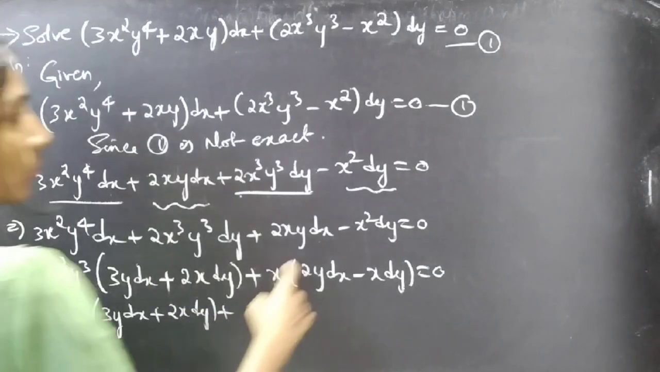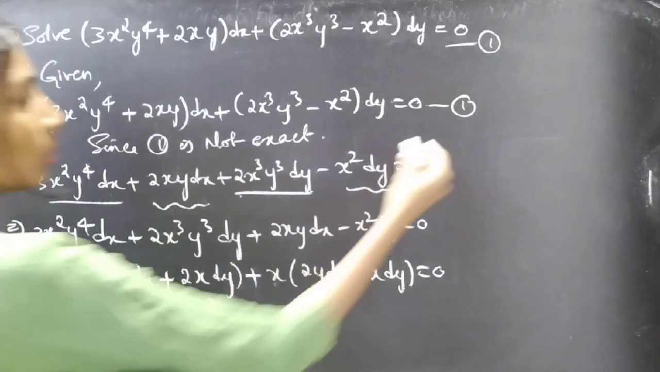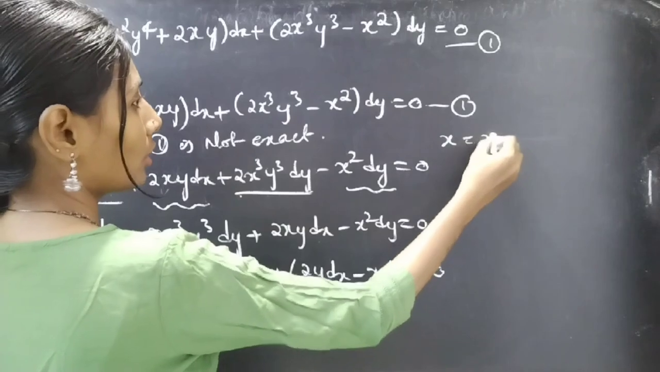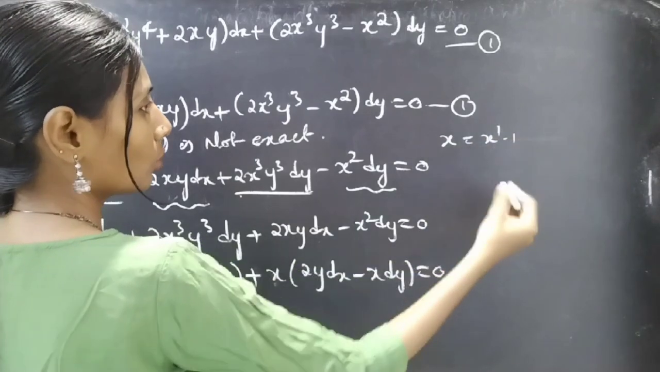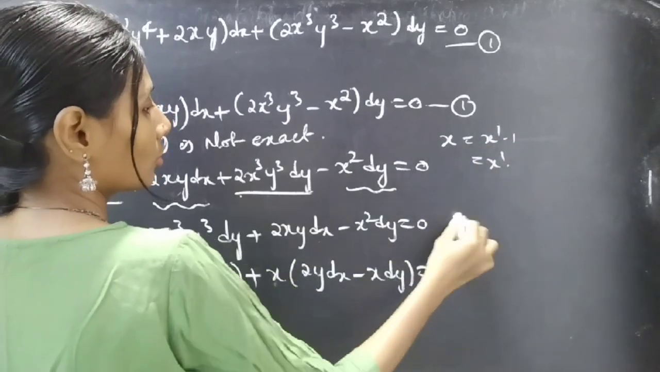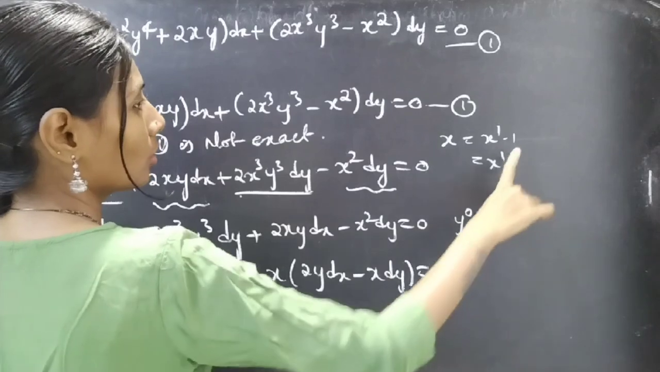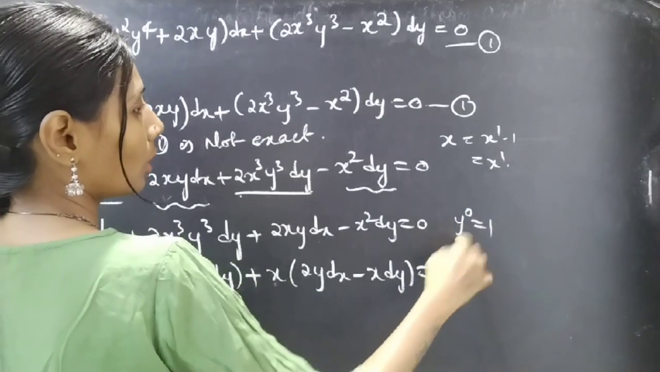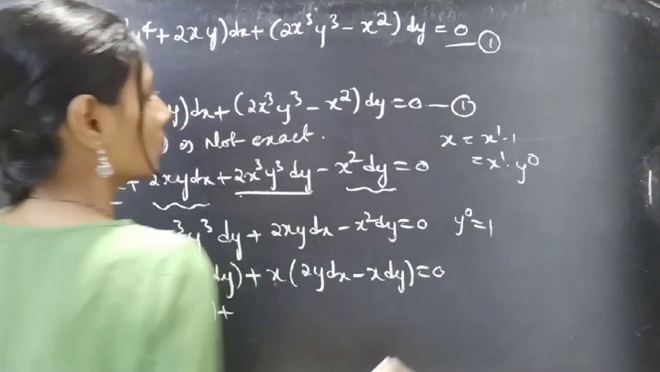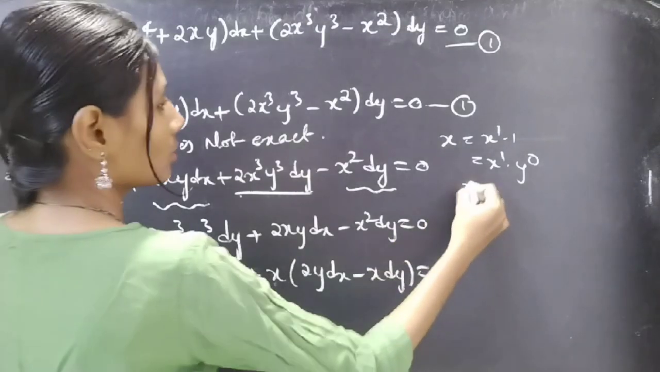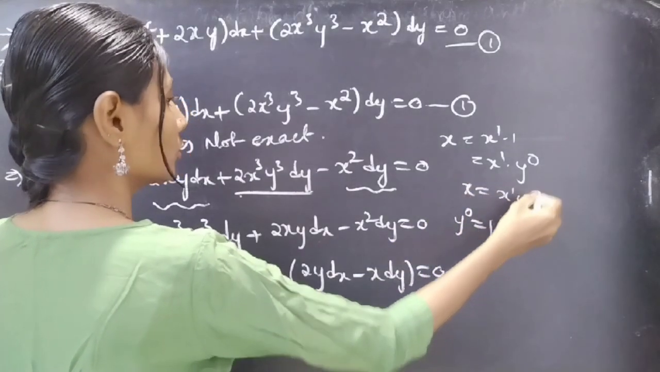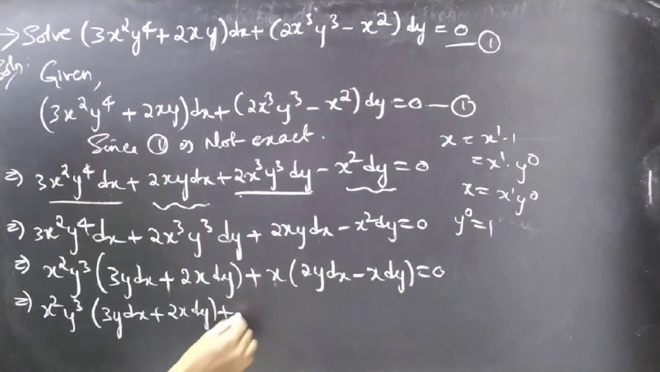plus, here you're having x, right, and we don't have any y term. We can write x as x¹ times 1, and since y⁰ equals 1, we can just replace this 1 by y⁰, and you can write x as x¹ times y⁰, or x times y⁰.